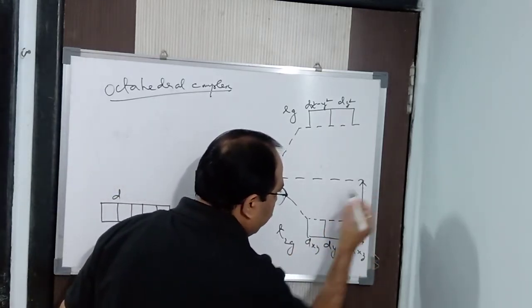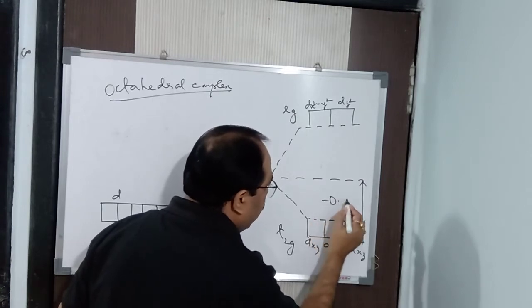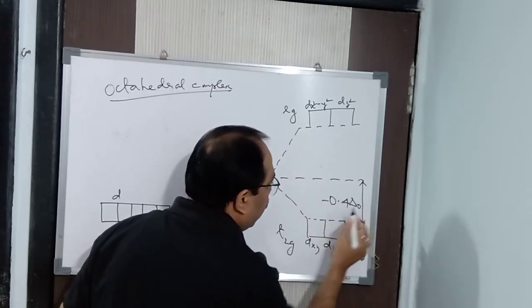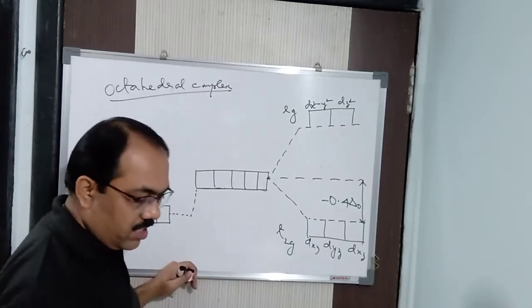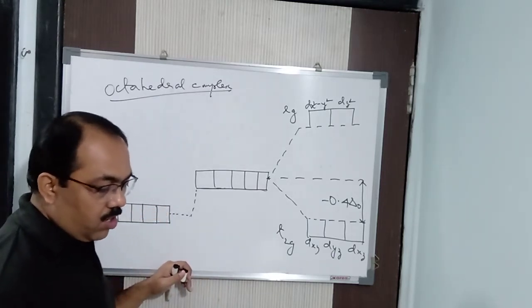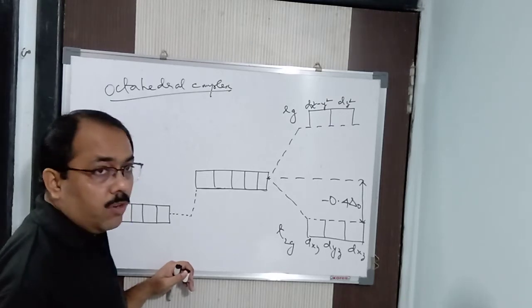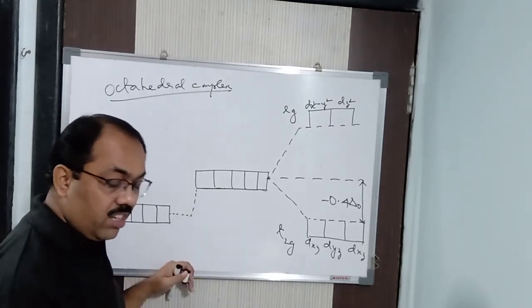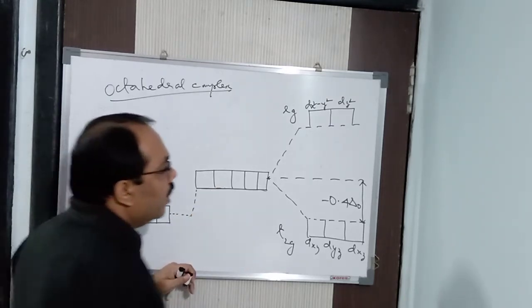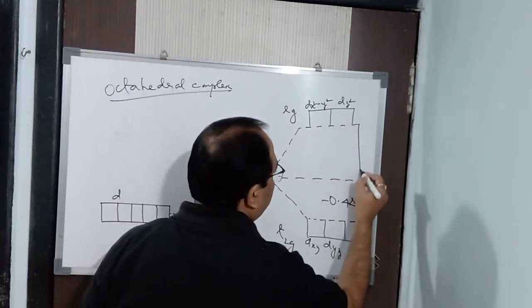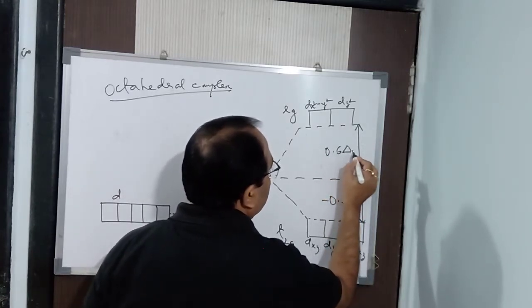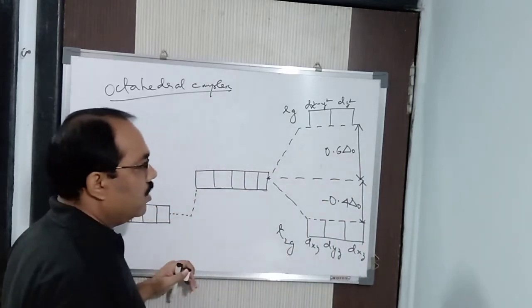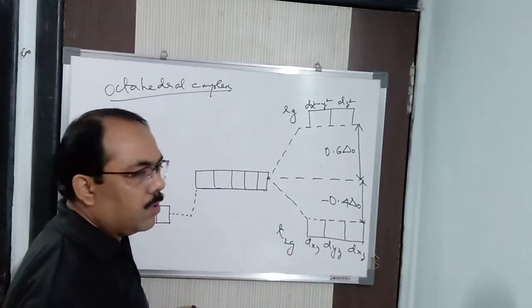It is decreased by minus 0.4 delta naught or 0.4 Dq. I already said Dq, or delta naught, we can say that. Minus 0.4, why is it minus? Because energy is decreased. Clear? And here energy is increased by 0.6 delta naught. Now where did we get 0.6 and 0.4 from?